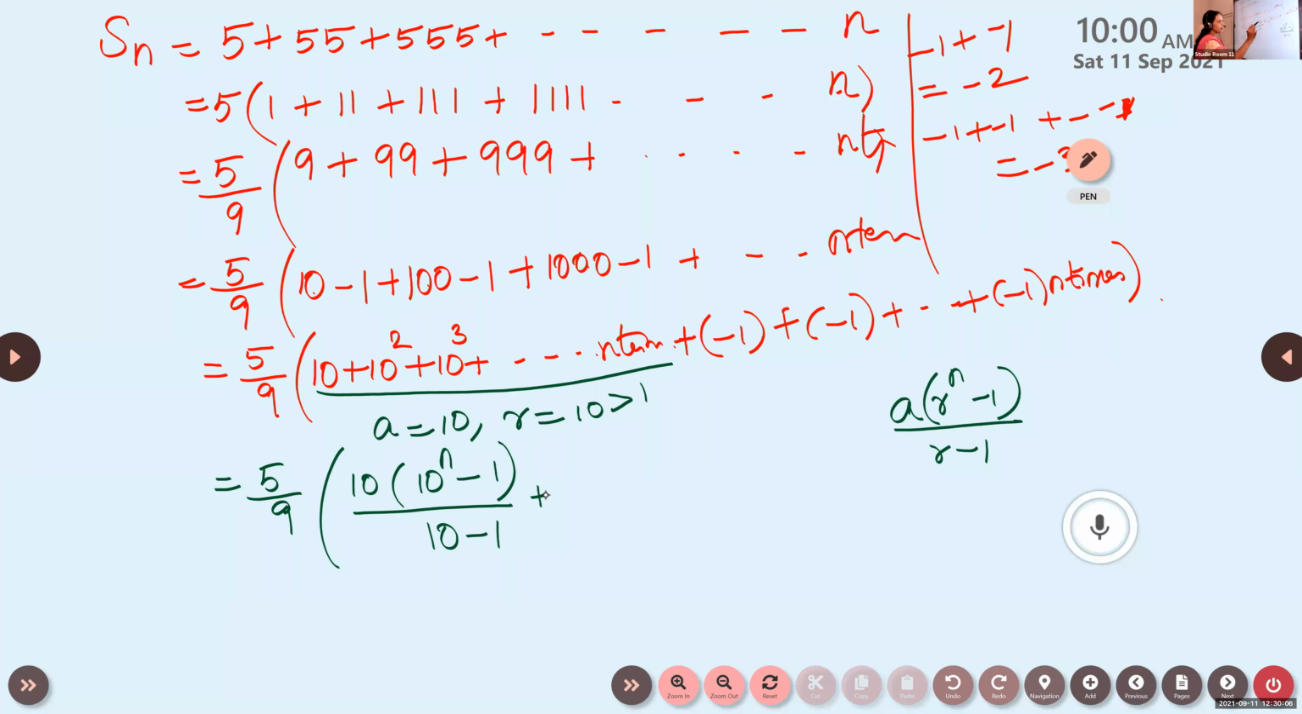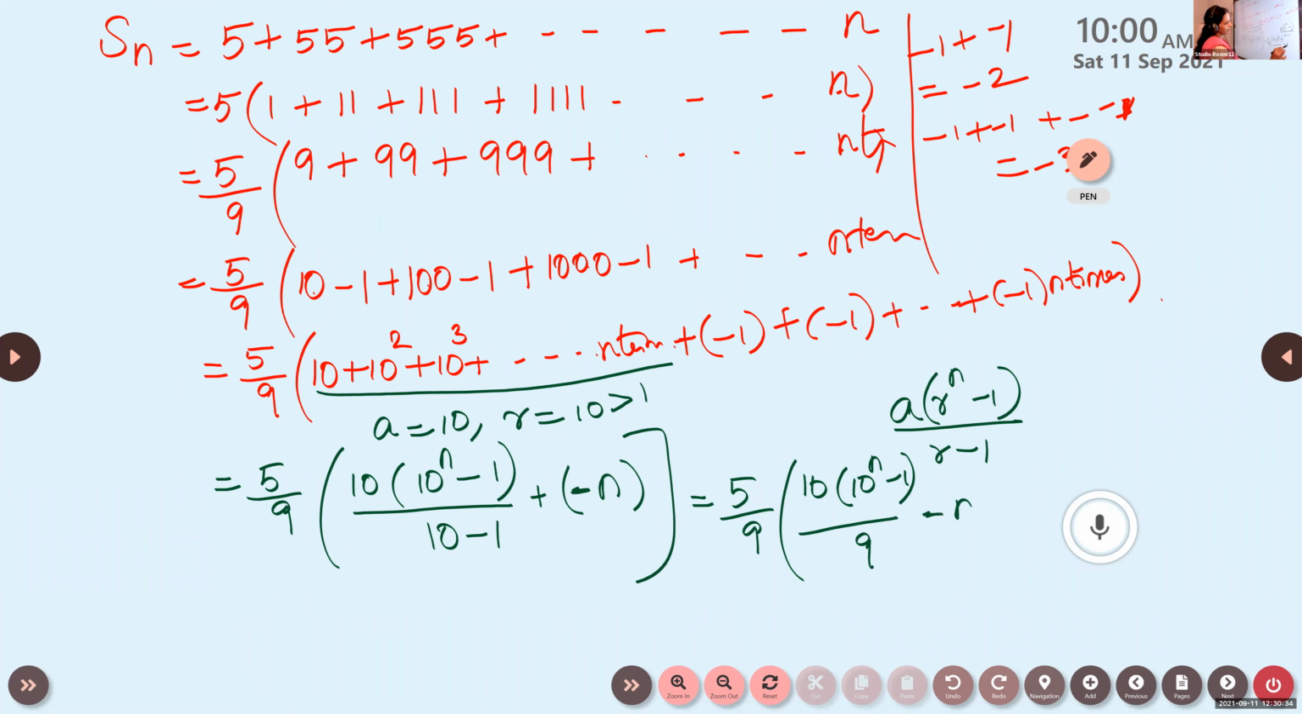Plus minus 1, we are adding it n times. So minus n. Minus 1, if you add it 2 times, we can write that as minus 2. Minus 1, if you add it 3 times, we can write it as minus 3. Here we are adding negative 1 n times. So it will become minus n. So which is same as 5 by 9 into 10 raised to n minus 1 by 9 minus n. This is our answer.